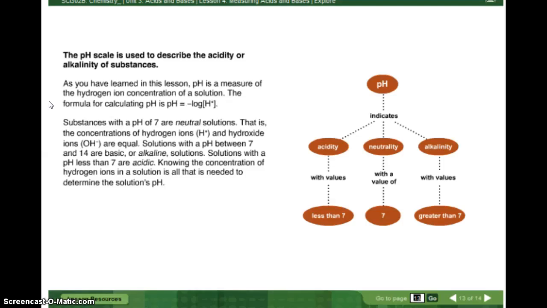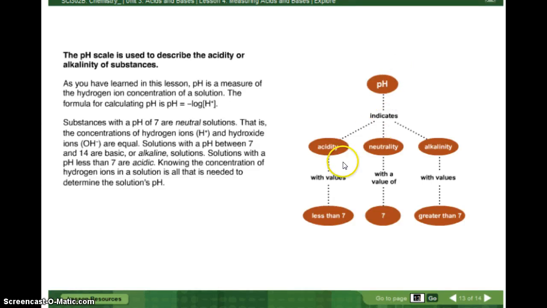Substances with a pH of 7 are neutral solutions. That is, the concentrations of hydrogen ions, H+, and hydroxide ions, OH-, are equal. Solutions with a pH between 7 and 14 are basic, or alkaline solutions. Solutions with a pH less than 7 are acidic. Knowing the concentration of hydrogen ions in a solution is all that is needed to determine the solution's pH.